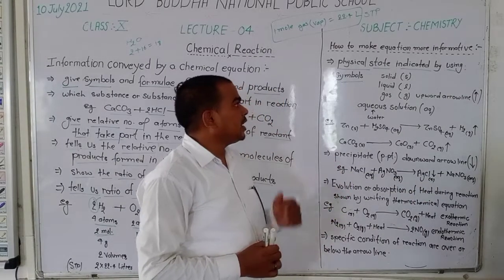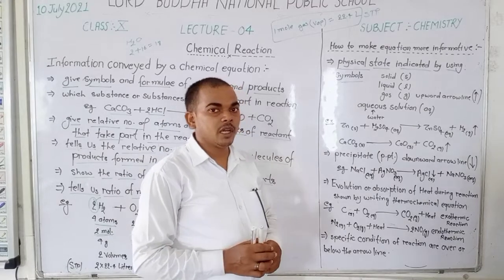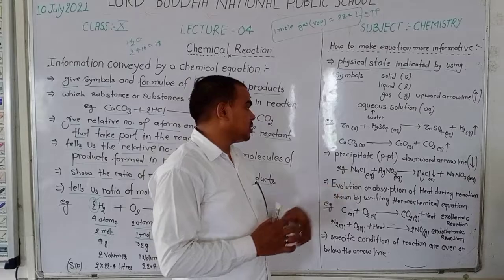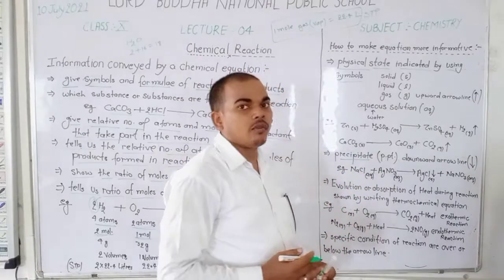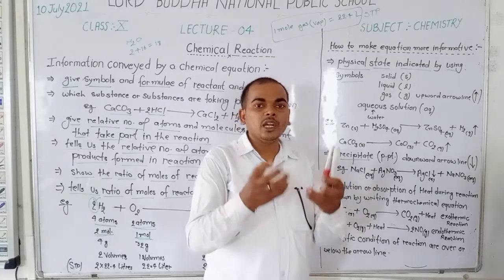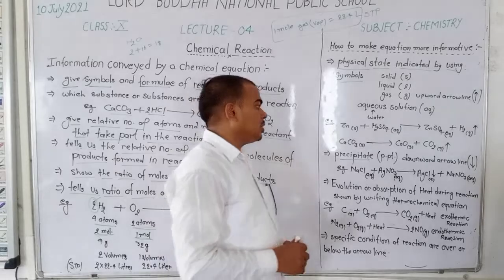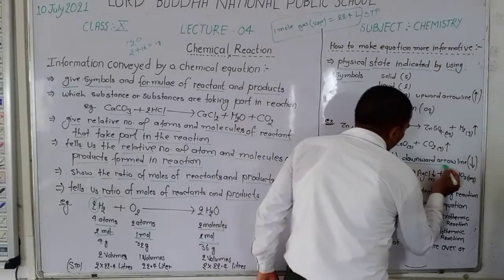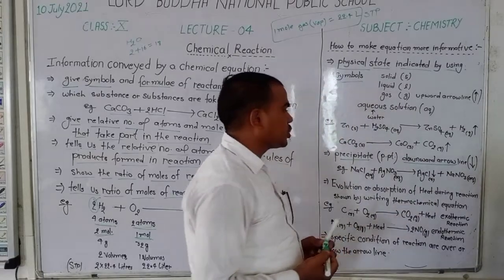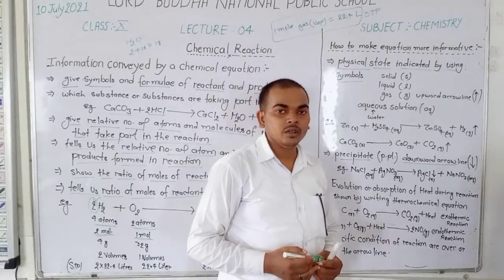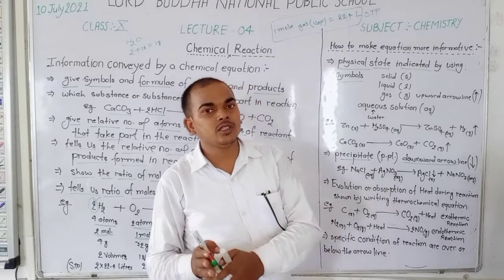Next point, next information for the representation of a chemical equation: if in a reaction a precipitate is formed, that means a solid material is obtained in a reaction, then use a downward arrow line to show or represent the precipitate or solid material obtained as a product.